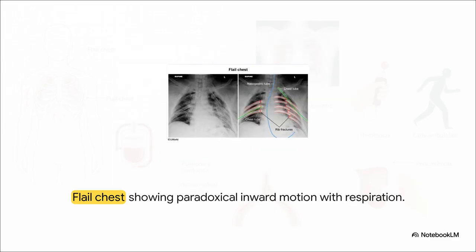Next up is flail chest. The mechanism here involves extreme blunt force fracturing at least 3 contiguous ribs in 2 or more places. This creates a completely free-floating chest wall segment. During inspiration, the negative intrathoracic pressure actually pulls this detached segment inward, which causes that classic paradoxical chest wall motion. These patients will present with severe chest pain, tachypnea, and rapid, shallow breathing.